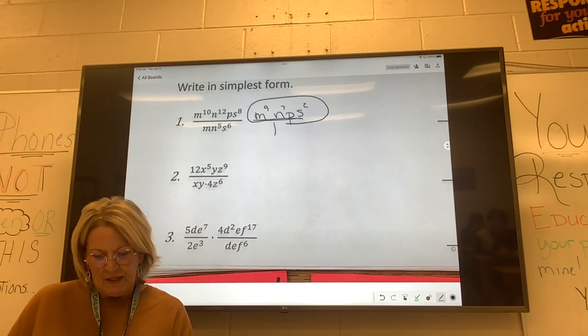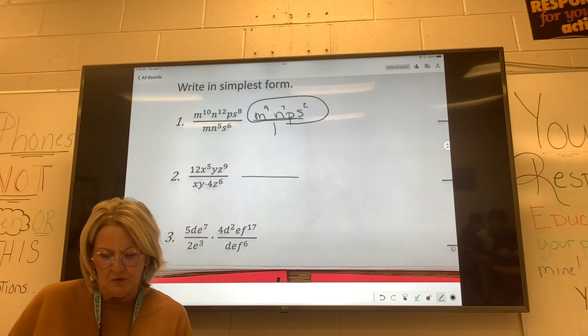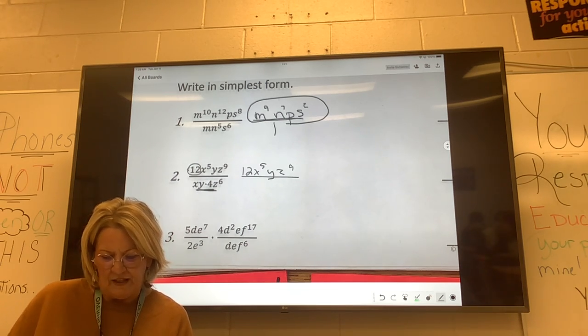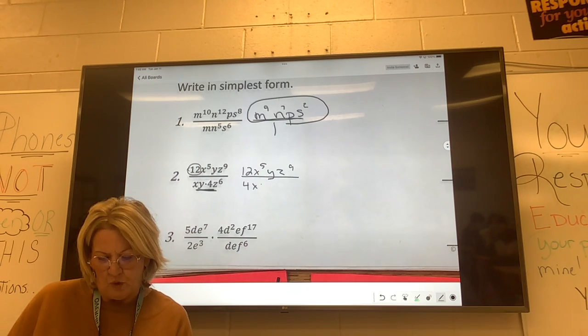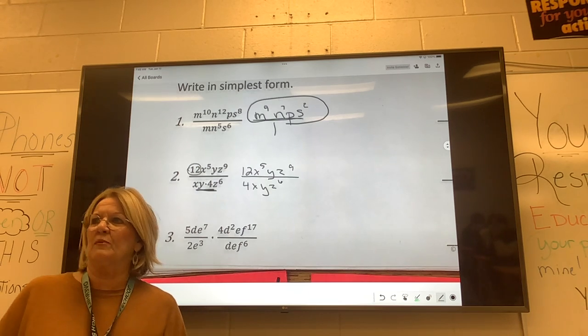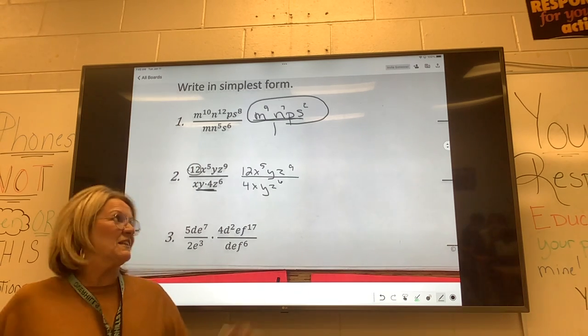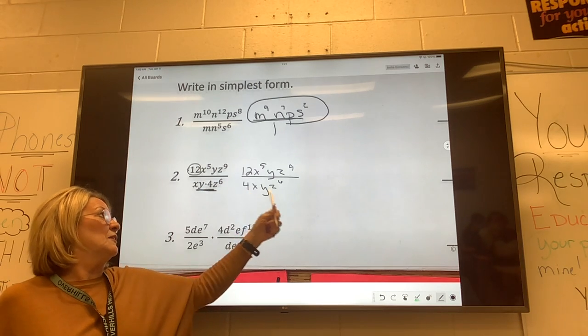The next one, I'm going to draw a fraction bar. I have a coefficient of 12, and over here, a coefficient of 4. Well, you know what I'm going to do? Because I have a multiplication down here, I'm going to go ahead and do that first. So I'm going to put my 12x^5yz^9, and then I've got a 4, I'm going to put it first, x, y, z^6. Does everybody understand what I did? Because that's multiplication, so I just multiplied it, and there it is.